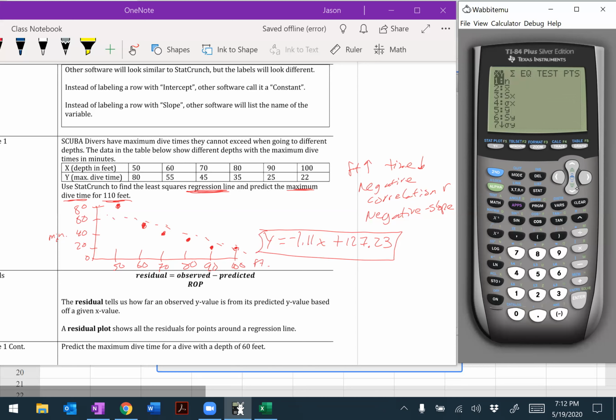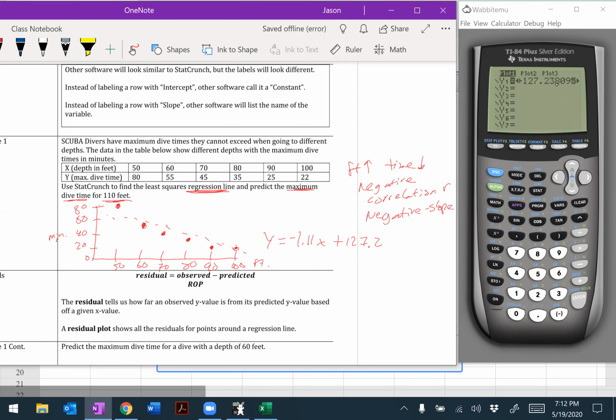Okay, and then I'm going to go over here to equation, EQ, and it says regression equation 1. So I'm just going to hit the 1 for the regression equation, and if I arrow over here, you'll see it gives me the regression equation populated. There's my slope, negative 1.114, times x plus 127.23. Okay, this should actually be 24.